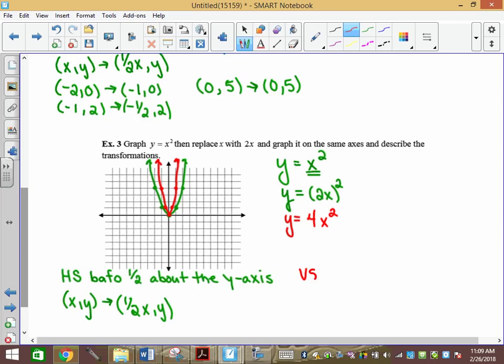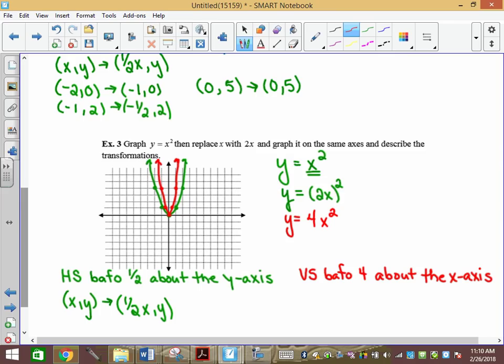It's a vertical stretch by a factor of what? 4. The only one that we flip is horizontal, right? About the x-axis. And some people will say, well, that's great, but I'm not going to get the same mapping. You won't get the exact same points, but you will get the same graph.